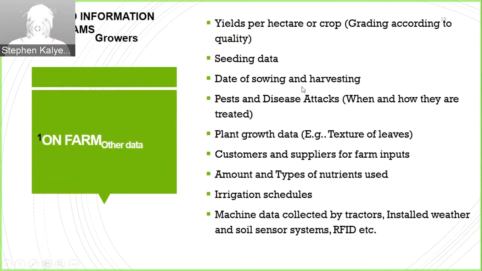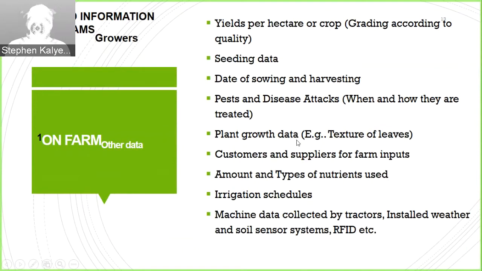Now, we have other categories. We have units per acre. This data is collected on the farm. The seeding data: when did you start the seeding? How did you do the seeding? The date of the seeding, and when did you do the harvesting? The pest and disease attacks: what diseases or pests affected your farm, and how did you overcome them? All this is data or information that the farmer has to record.